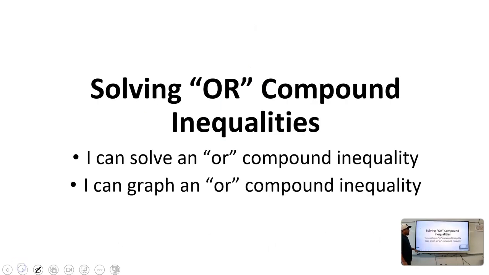So let's review our goals. I can solve an OR compound inequality, which is just solving two individual single inequalities. And then we can graph the OR compound inequalities by using our boundary points, figuring out if the circle is open or closed, and then shading in the correct direction. So watch this short video after this to see how you do it on the assignment. And if you have any questions whatsoever, feel free to reach out to me.